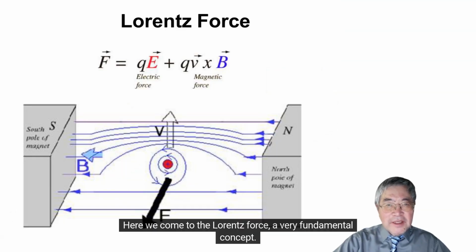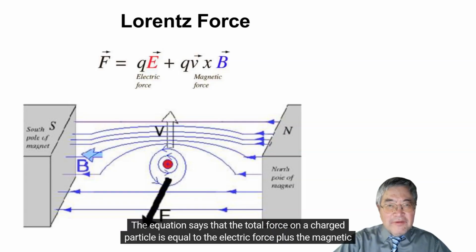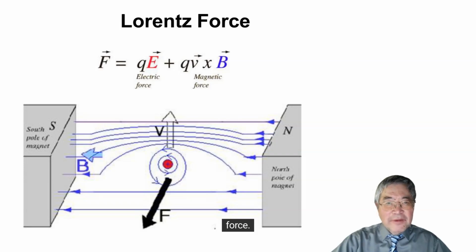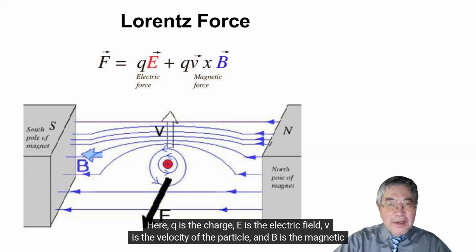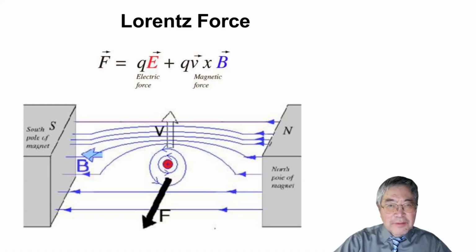Here we come to the Lorentz force, a very fundamental concept. The equation says that the total force on a charged particle is equal to the electric force plus the magnetic force. Mathematically, F equals Q times E plus Q times V cross B. Here, Q is the charge, E is the electric field, V is the velocity of the particle, and B is the magnetic field.